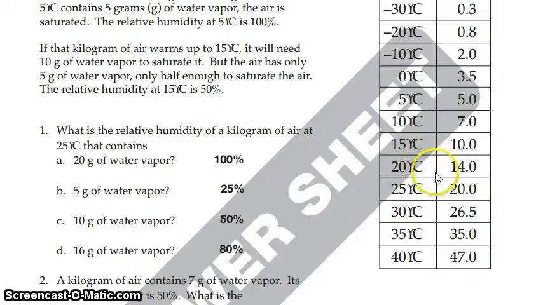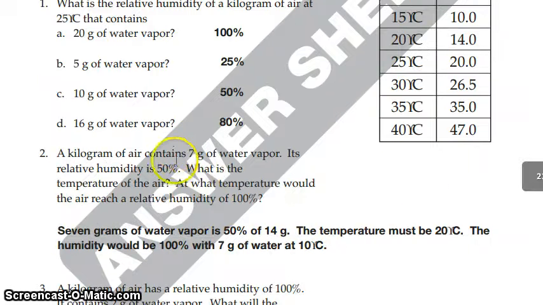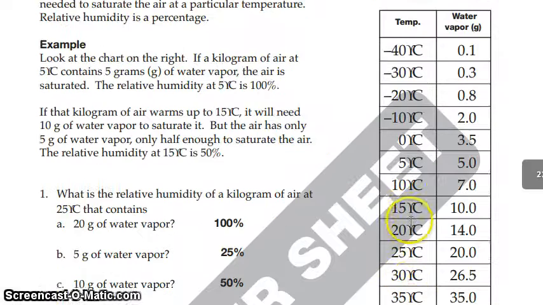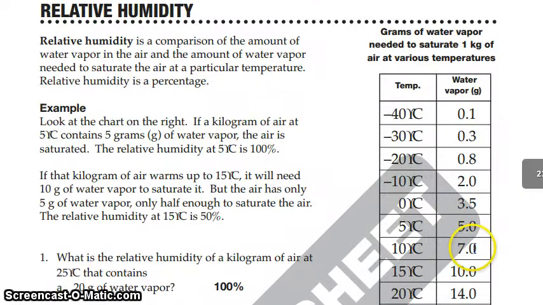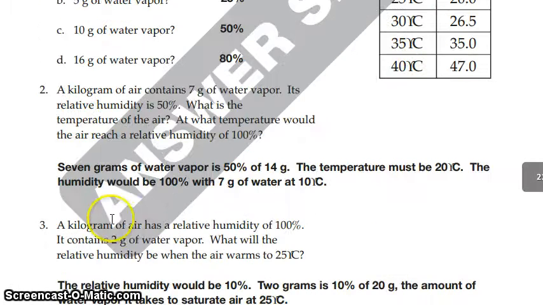Since we know we only have half of that, that would be the 7 grams, and that gives us the relative humidity at 50%. We can find the temperature. And then the second part of that problem, what's the temperature for the air at 100% humidity? So if we have that 7 grams of water vapor, and we get a relative humidity of 100%, we go back up to the chart, 7 grams of water vapor, temperature 10 degrees Celsius.